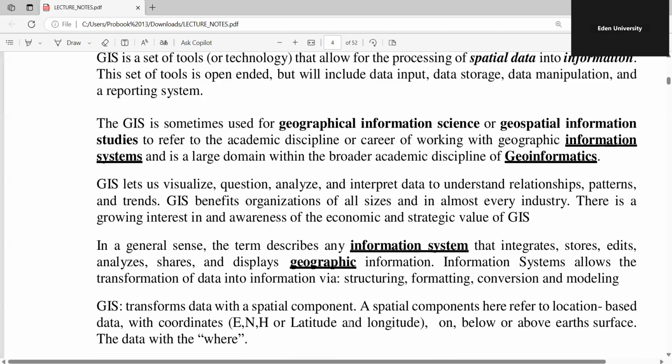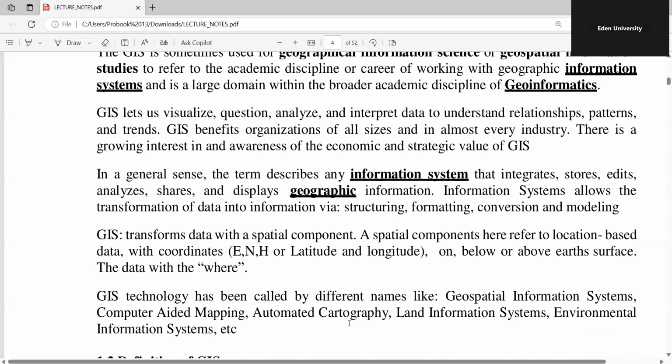So GIS benefits organizations of all sizes, and in almost every industry, there is a growing interest in awareness of the economic and strategic value of GIS. In a general sense, the term describes any information system that integrates, stores, edits, analyzes, shares, and displays geographic information.